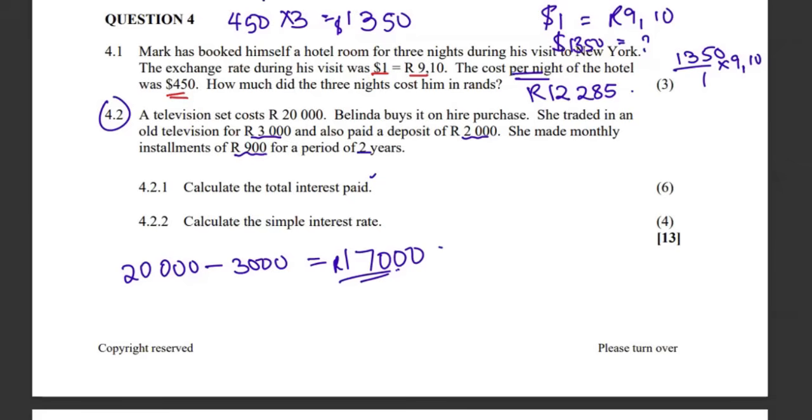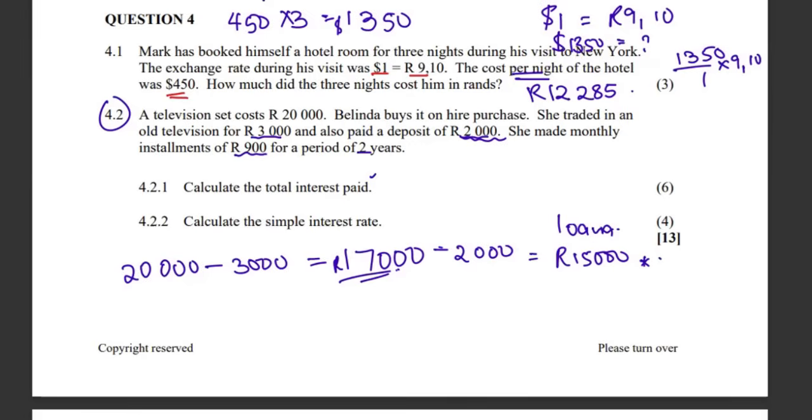Okay, then from the 17,000, since she also paid a deposit of 2,000, we take it off, meaning that the loan amount is going to be 15,000. Okay, so this 15,000, she needs to look for it. How? We don't know.